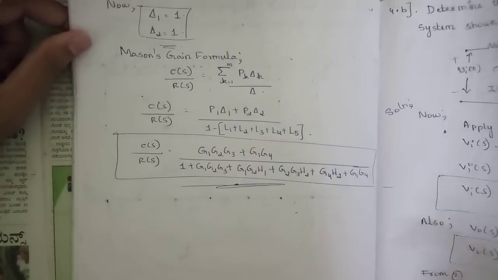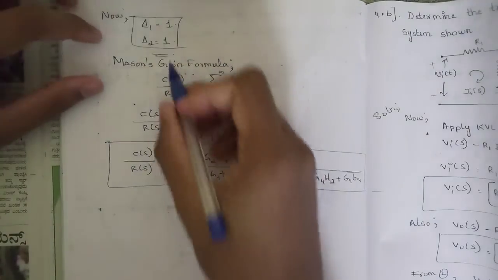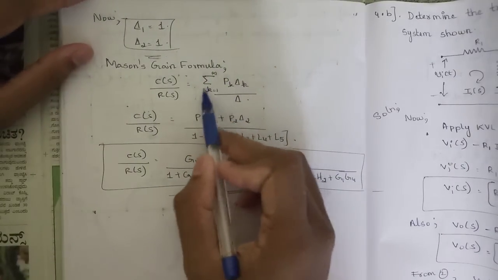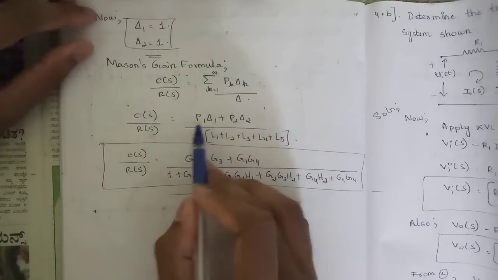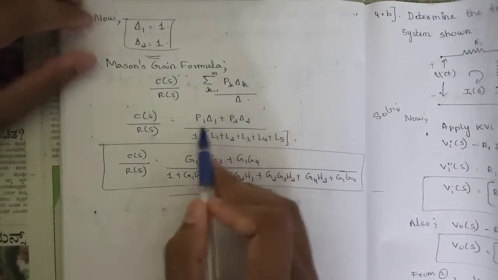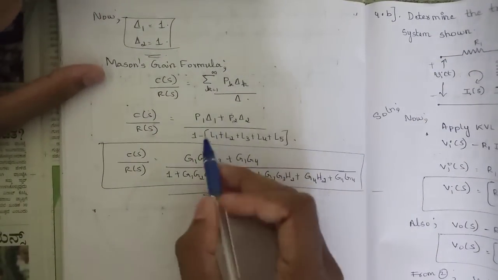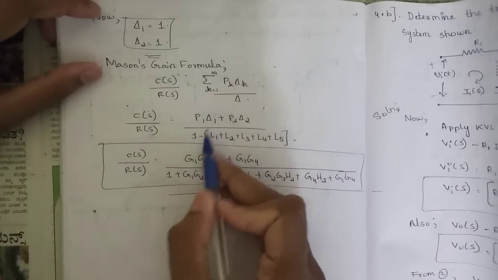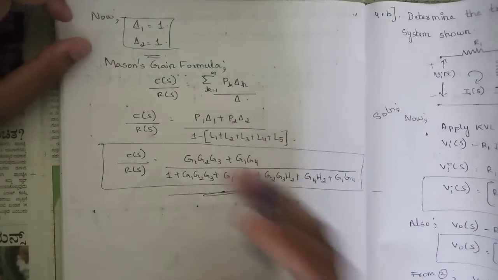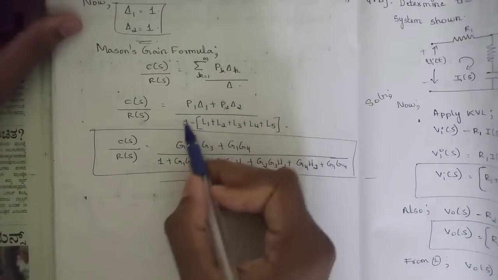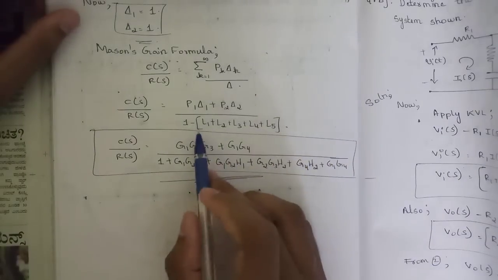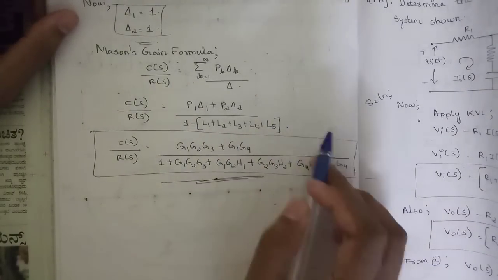Then substitute in Mason's gain formula, that is C of S by R of S is equal to summation k from 1 to infinity of Pk delta k divided by delta, that is P1 delta 1 plus P2 delta 2, since we have only 2 forward paths, divided by delta. Delta is 1 minus the summation of loop gains taken 1 at a time, 2 at a time. Since there are no non-touching loops taken 2 at a time, it is 1 minus the summation of all the loops, that is L1, L2, L3, L4, L5.